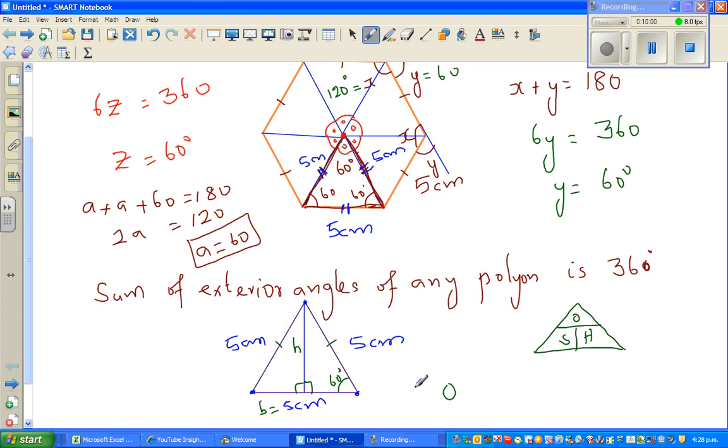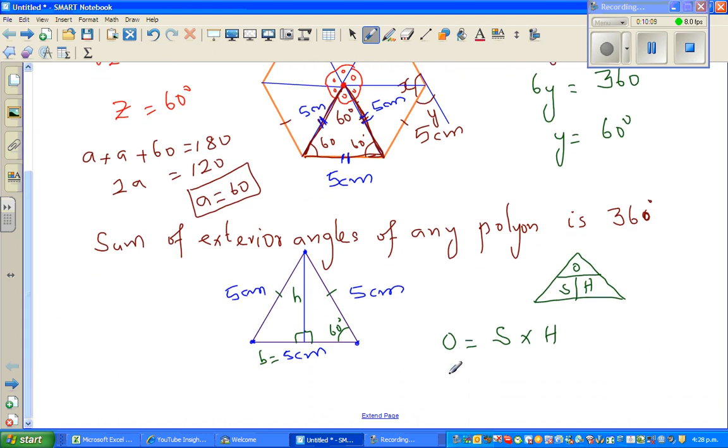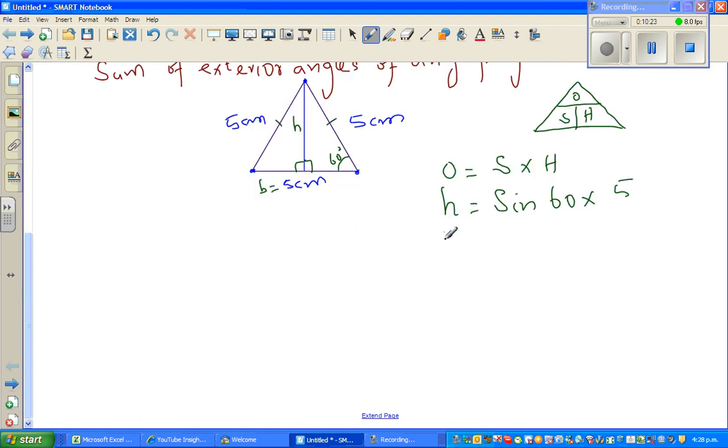So O is S times H. O is opposite, which in this case is h, and S stands for the sine of the angle. Sine 60 times the hypotenuse, which is 5. Now sine 60, without the calculator, you can watch my other videos where I have explained why sine 60 is root 3 over 2. So h is 5 root 3 over 2.